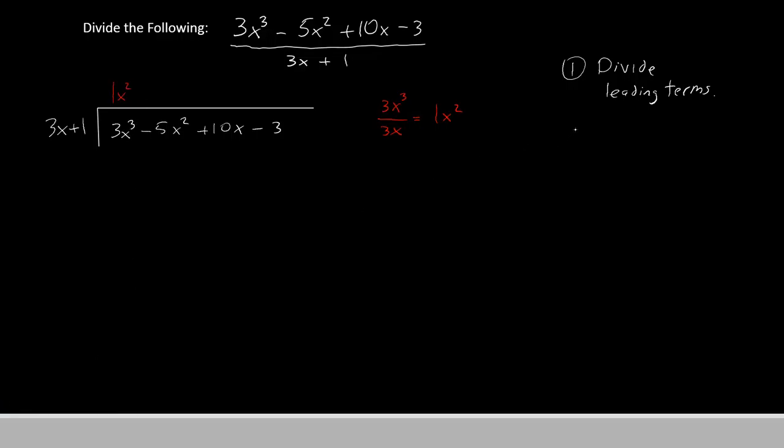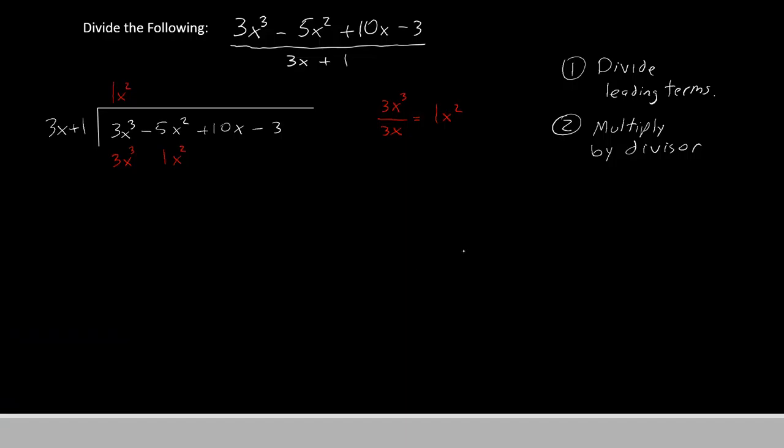Now on to the second step. Now we're going to multiply what we just got by the divisor. We're going to multiply this 1x squared times both of these terms and put them underneath the polynomial on the inside. So we'll do 1 times 3 is 3, and x squared times x is x to the third. Now the next term, 1 times 1 is 1. X squared times no x at all is still x squared.